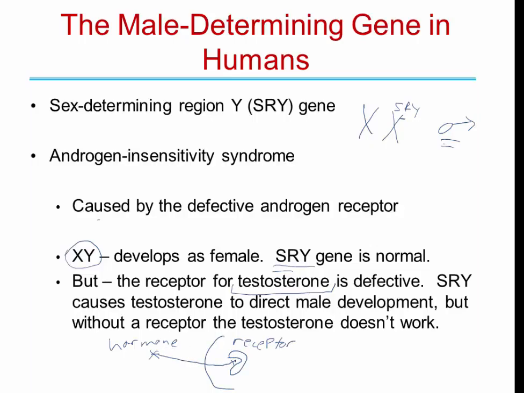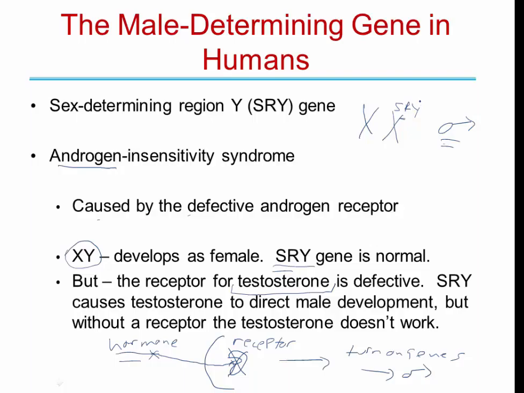So this hormone will interact with the receptor, and then that will turn on genes and develop into a male. But if you don't have this receptor, then you can't respond to this hormone. Another word for testosterone is androgen. So there's other hormones that are similar to testosterone and grouped together, they're called androgens. So androgen insensitivity syndrome is a syndrome where we don't have this receptor to respond to the presence of the hormone.